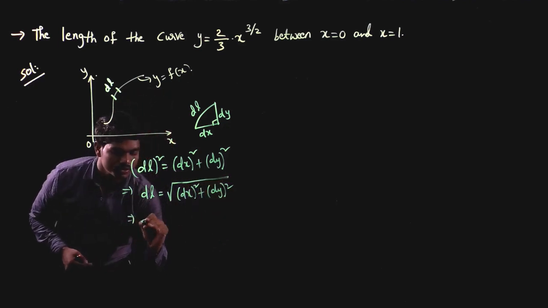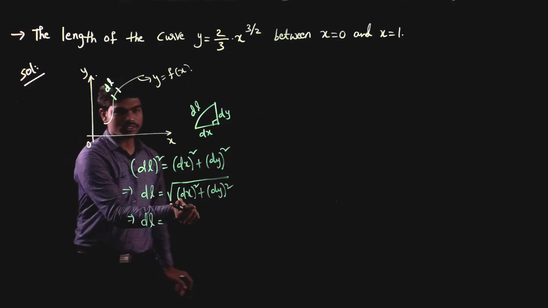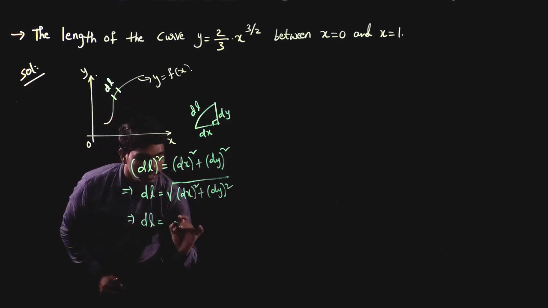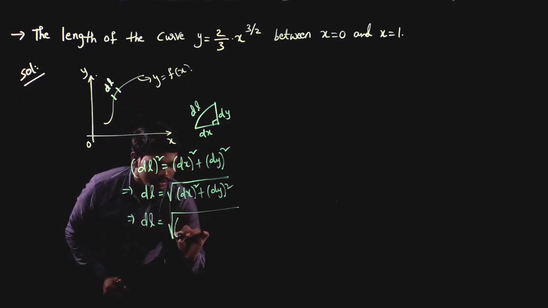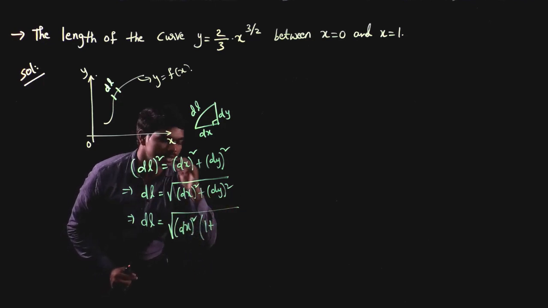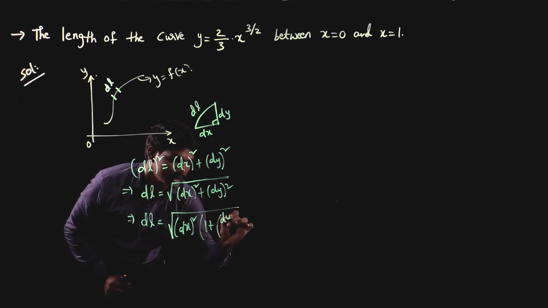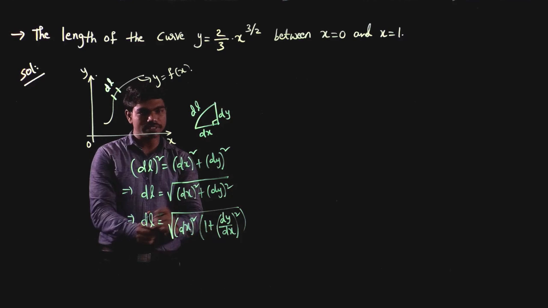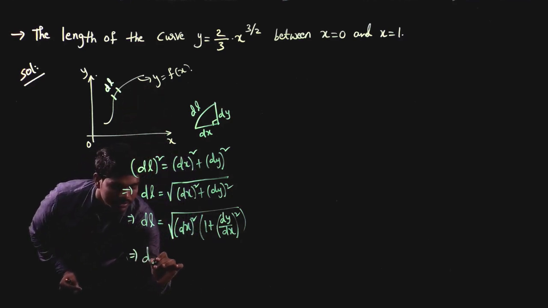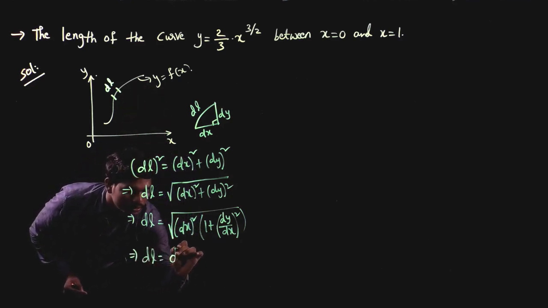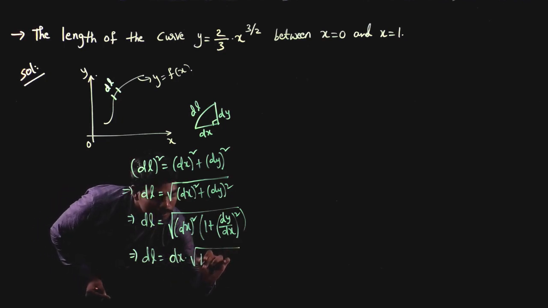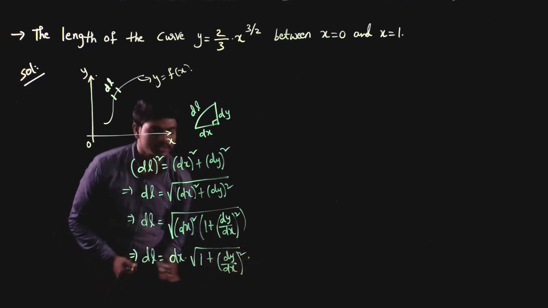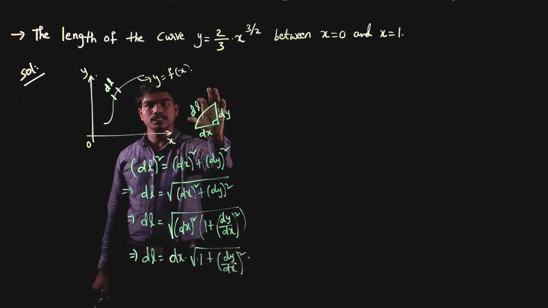Now if you take dx whole square common here, you will have dx whole square of 1 plus dy whole square divided by dx whole square, which we can write as dy by dx whole square. And now this dx square, if I bring out of the root, I have dl is equal to dx into root of 1 plus dy by dx whole square, correct. So this is how we will evaluate the expression for the small change dl.